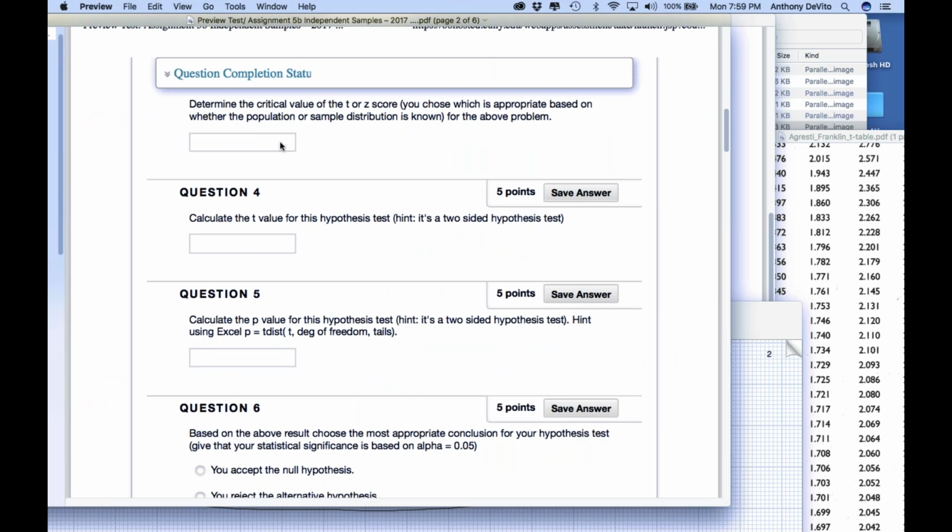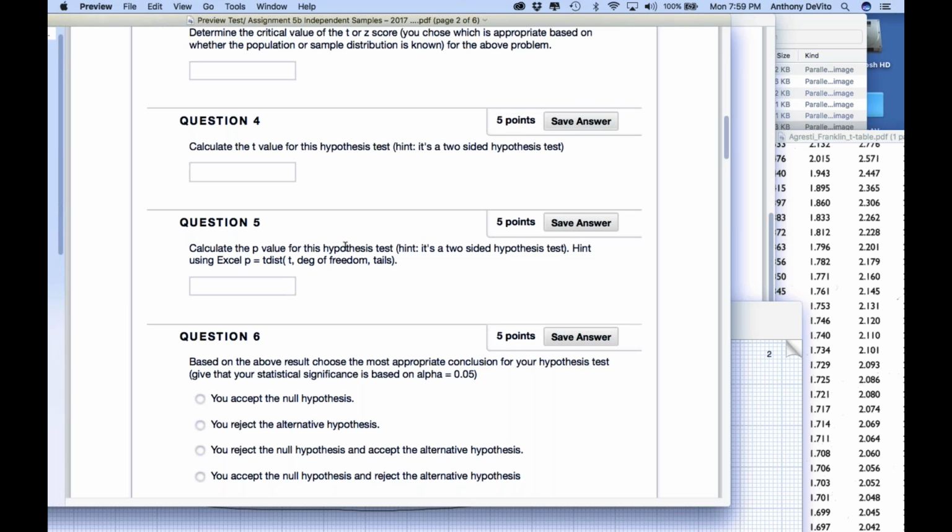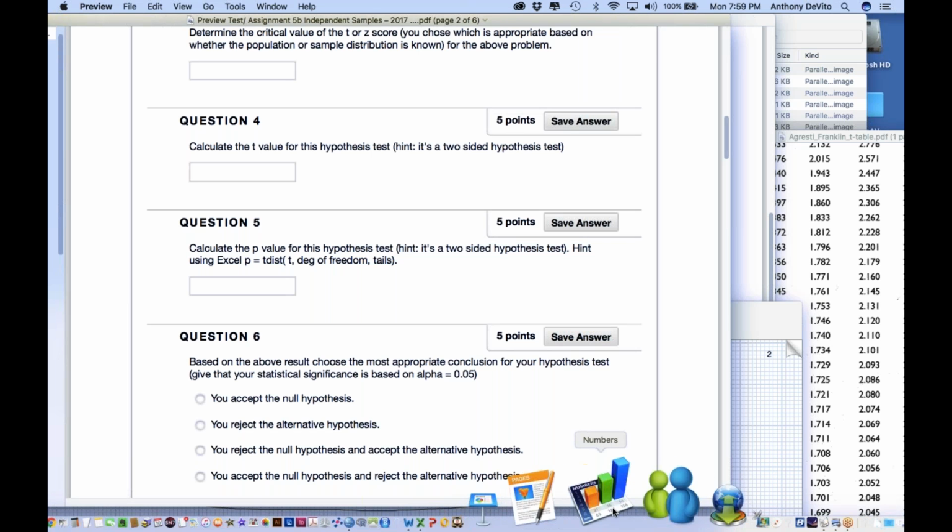Your critical value of t was 1.98, right? So calculate the p-value for this hypothesis test, two-sided. You can use Excel to calculate that. Let me see if I can get Excel up here quickly.